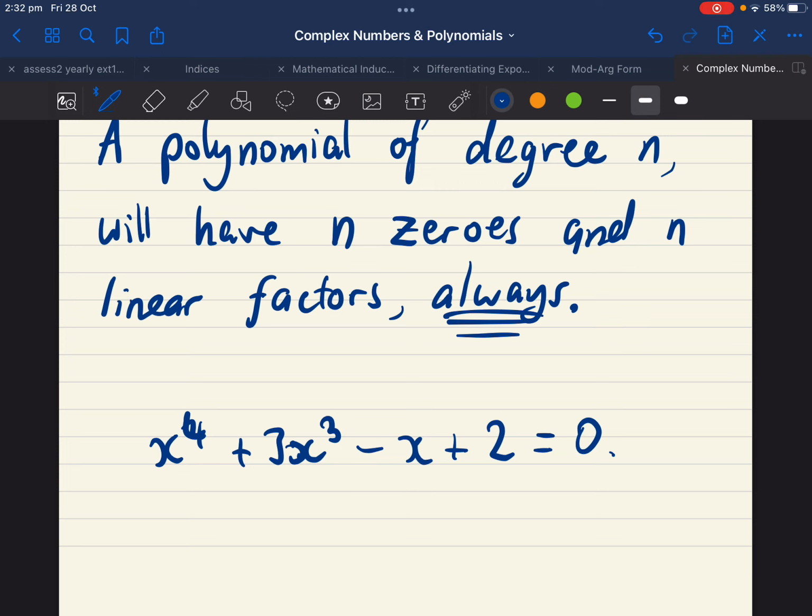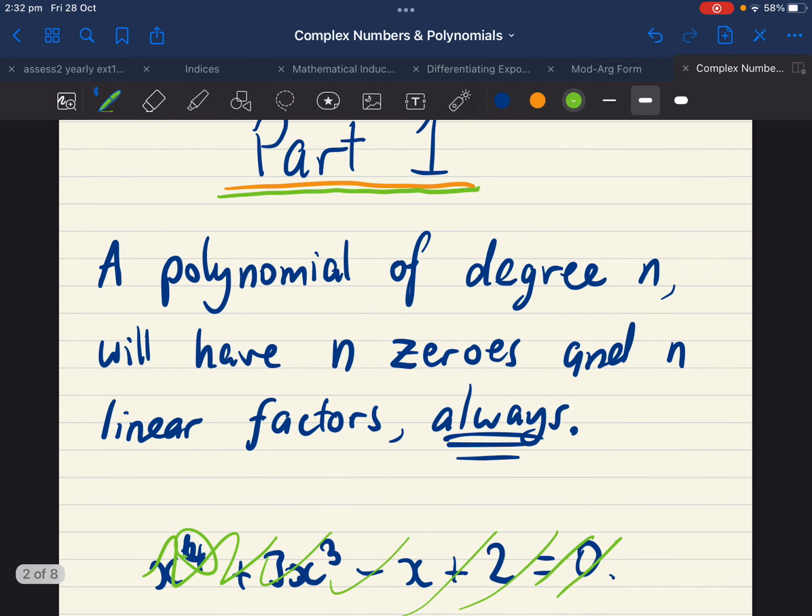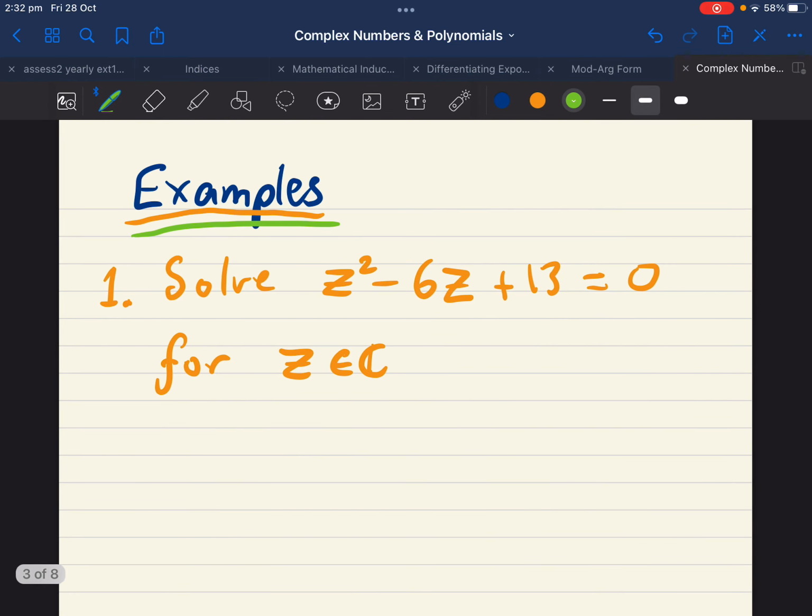Now, that wasn't always the case when you looked at these with just real numbers. What you actually found was a polynomial of degree 4 could only have up to 4 solutions or up to 4 factors. But with the complex numbers, if it's of degree 4, it'll have 4 solutions. If it's of degree 3, it'll have 3 solutions, etc. So that's the first key thing to keep in mind when we're looking at polynomials from now on. We're going to mainly focus on this first video just looking at a couple of quadratics, to ease ourselves into this next section.